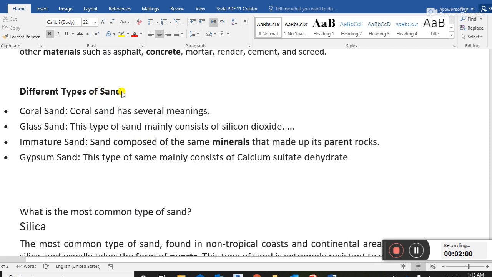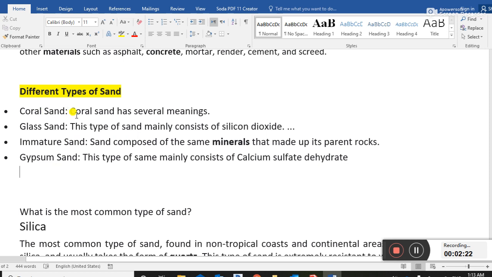Guys, different types of sand. What are the different types of sand used in construction? Coral sand, glass sand, amateur sand and gypsum sand. These are the types of sand, guys.